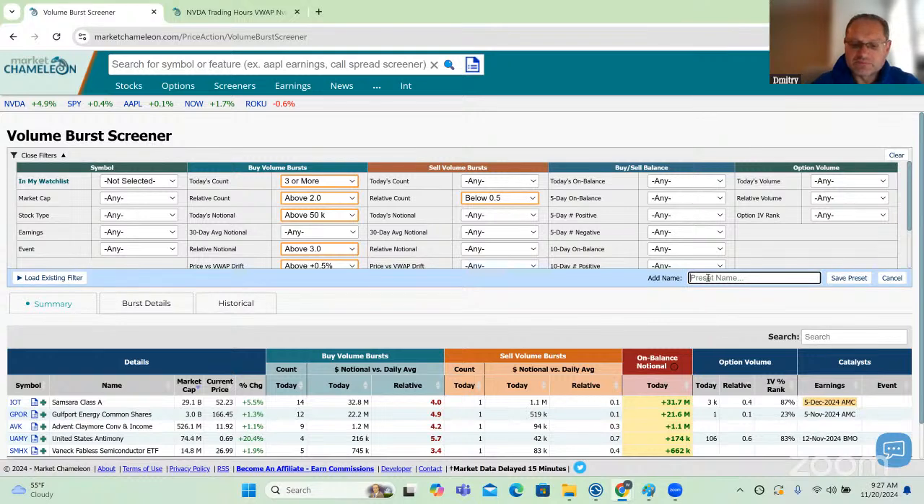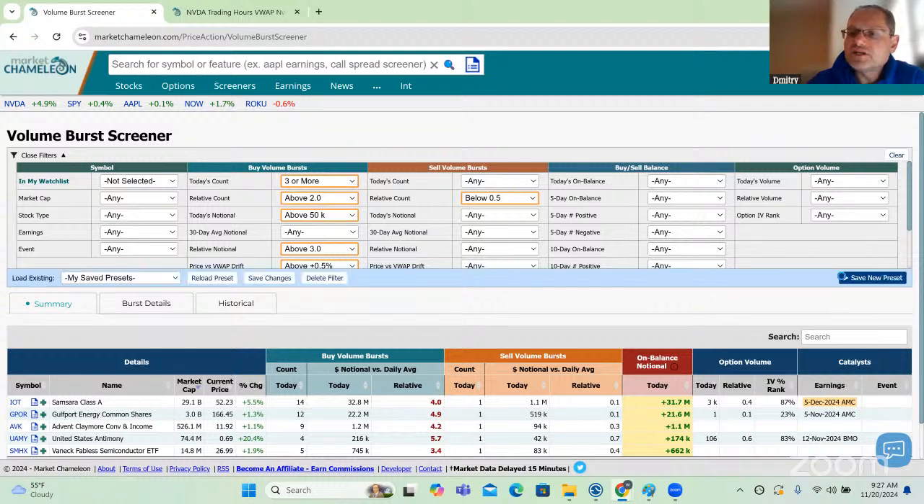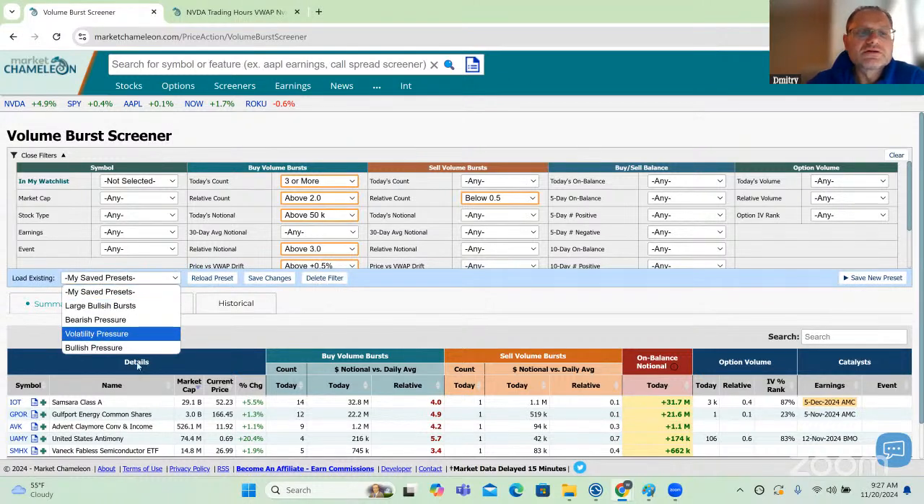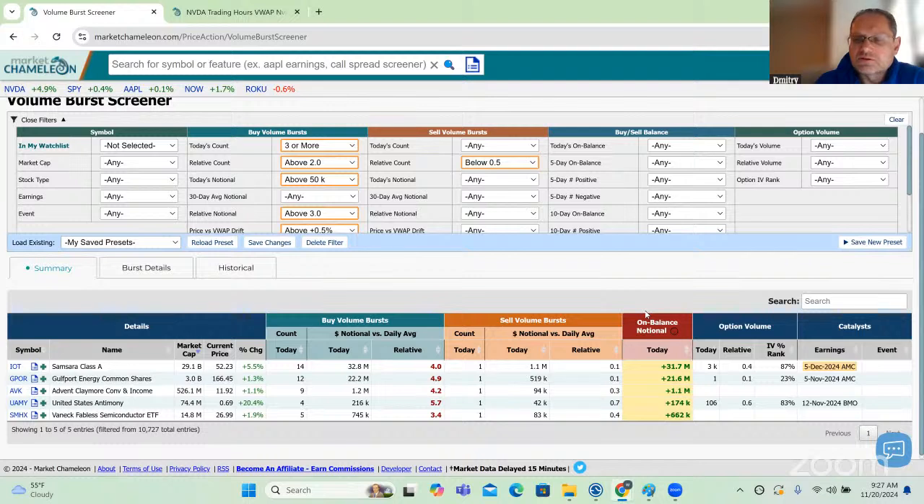Let's say I give it a name, large bullish bursts, whatever it is, large bullish bursts. Save it. Once you save it, you could come back here. Here it is, large bullish bursts, and you could select it. So this way you come back tomorrow, the next day, and you want to just check on it. You click on it, and it will present you the filtered items. I'm going to stop right there, Will.